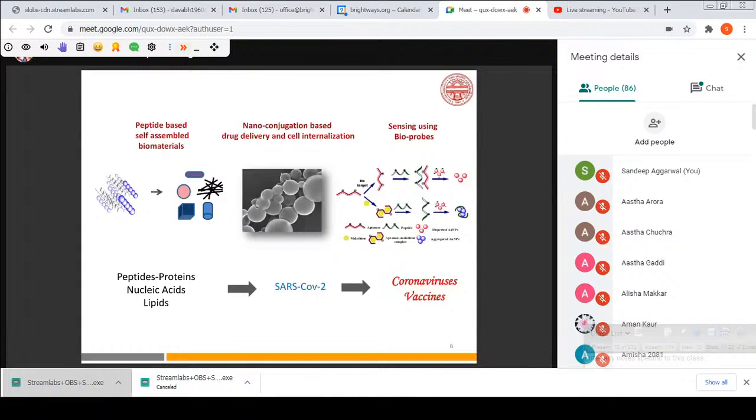And I also shall be slightly discussing how the coronavirus vaccine is coming up and how these biomolecules, talking about protein, peptides, nucleic acid, lipids, are playing a very important role in the vaccine development of coronavirus that is coming up against the SARS-CoV-2 virus. So with these words, let me first introduce a bit of the topic.